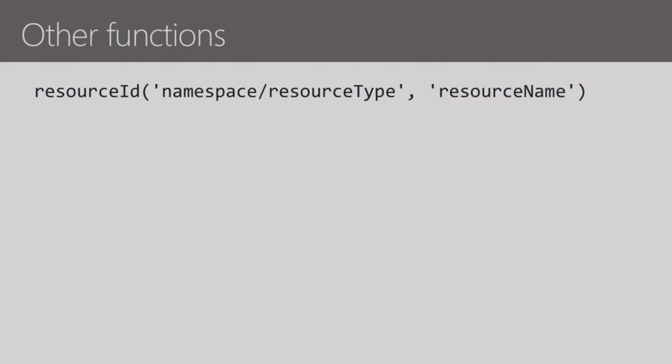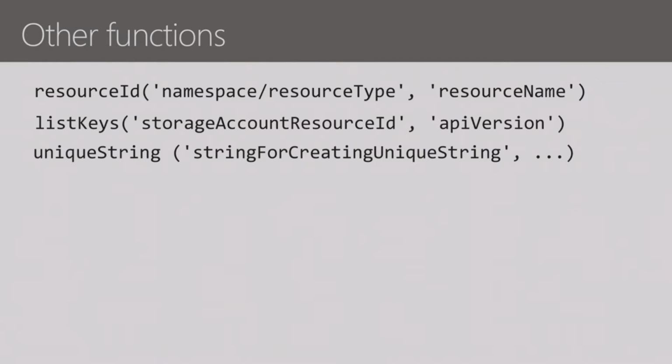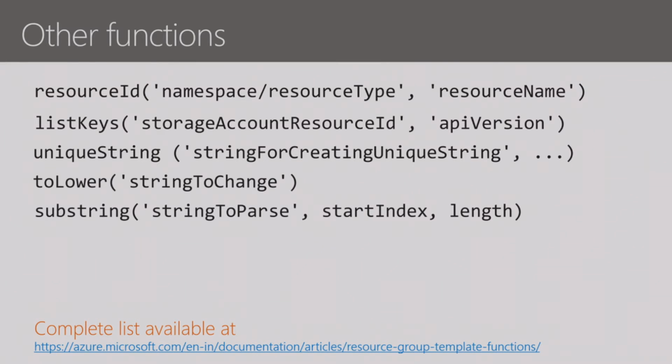Some of the other functions you'll see are resourceId, to get the resource-specific ID, listKeys for a storage account, and uniqueString, especially for properties that need unique names. Storage account is one, and DNS name is another that needs to be globally unique, so uniqueString is very useful. Other things only need to be unique within the resource group. toLower and substring help you put things together and pull things apart. There's a large list of functions available in our documentation, including math functions and such to do what you need.